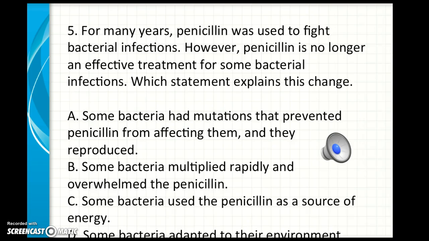B. Some bacteria multiplied rapidly and overwhelmed the penicillin. C. Some bacteria used the penicillin as a source of energy. D. Some bacteria adapted their environment and they destroyed penicillin.